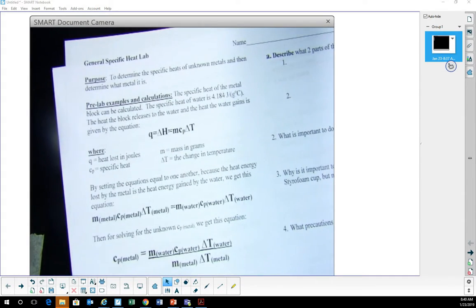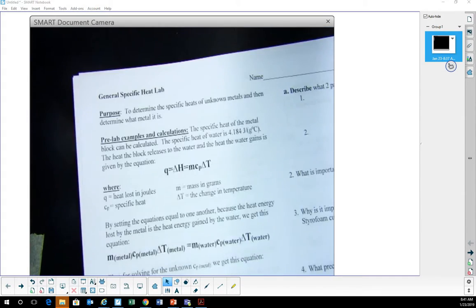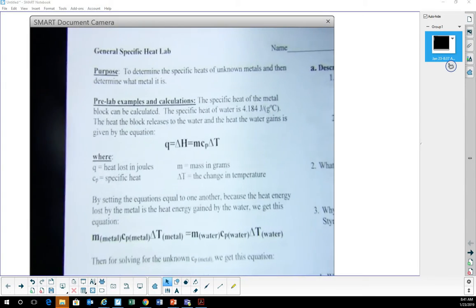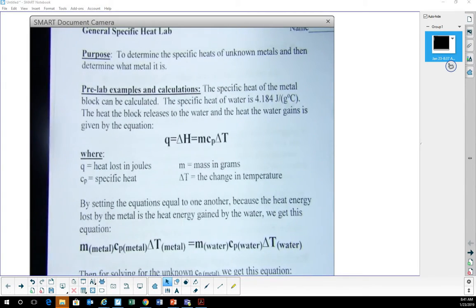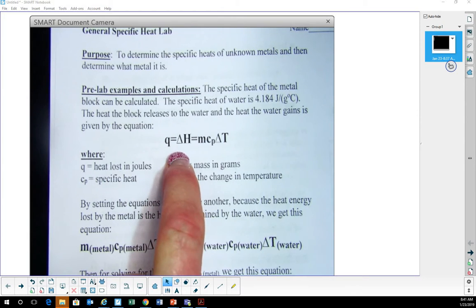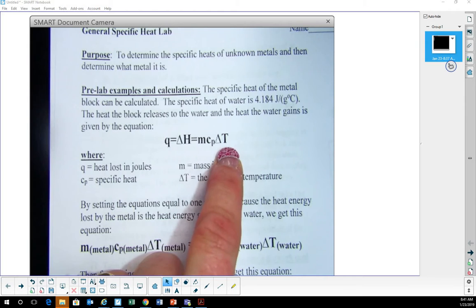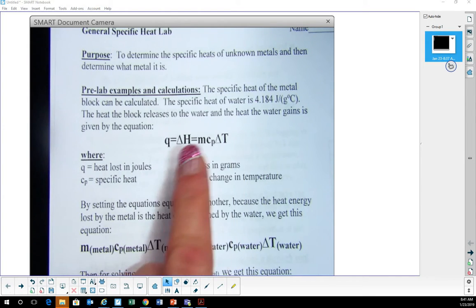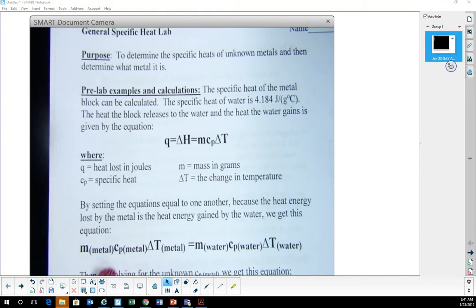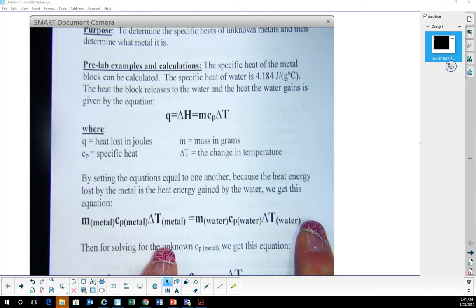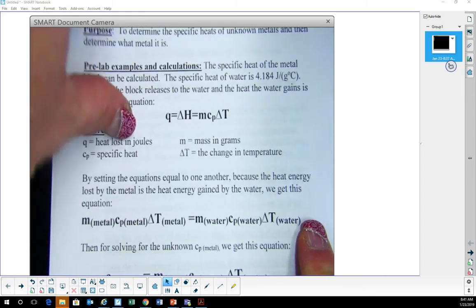For your lab, hopefully you had a chance to look at it. We'll go into this equation a little bit more next time. It's called the specific heat equation, where Q is equal to delta H. Remember, delta H is the difference between our reactants and our products. Mass times specific heat times delta T. We're going to be using it where we set them equal to each other. So we had the metal and we had the water. So heat lost has to equal heat gained.